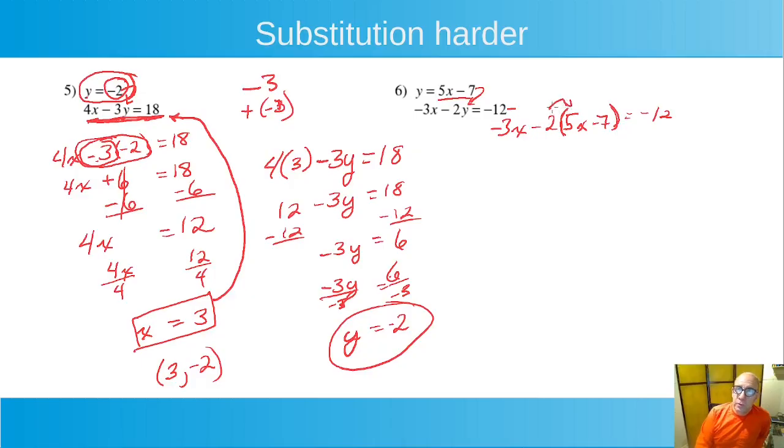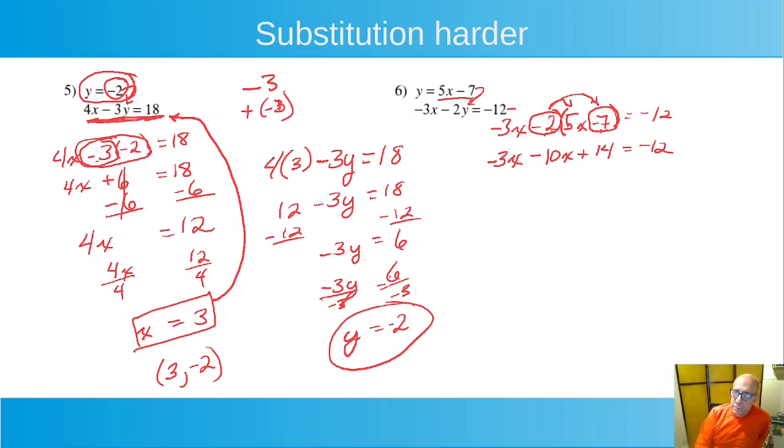So here's the 2 I'm going to distribute, and it's a negative 2. So be careful with that. All right, we didn't do anything with 3x, so 3x comes down all by itself. Negative 2 times 5x is negative 10x. Negative 2 times, and this is a negative 7 here, so negative 2 times a negative 7 is positive 14 equals negative 12.